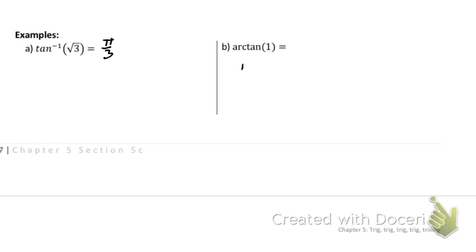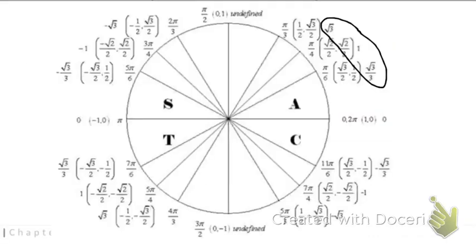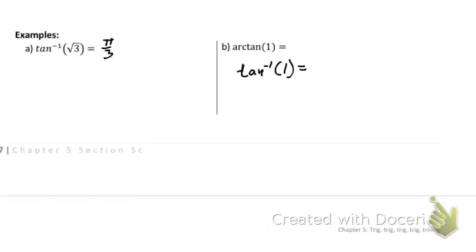Arctan of 1, remember that's the same thing as tan inverse of 1. Well, if we go to our unit circle, where is tangent equal to 1? Well, it's equal to 1 right at pi over 4.